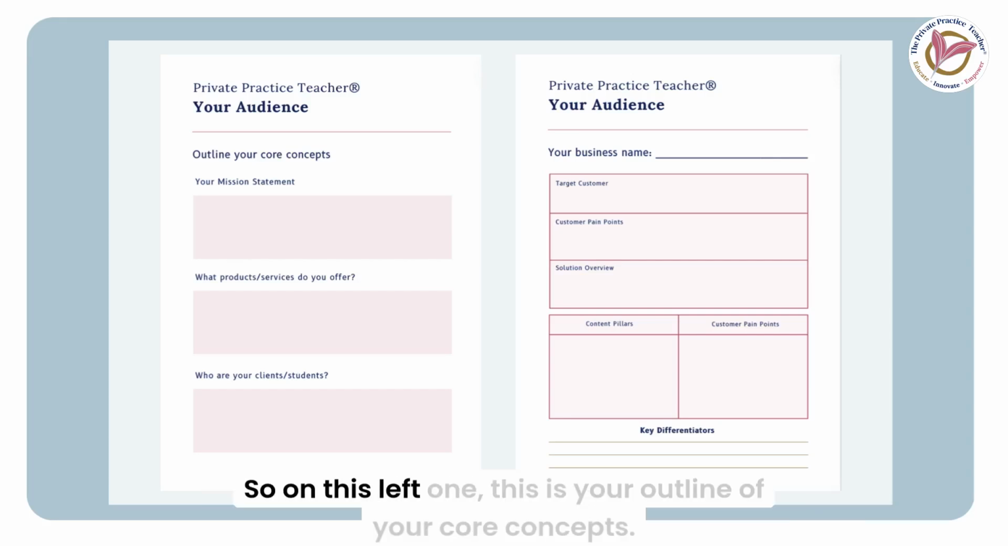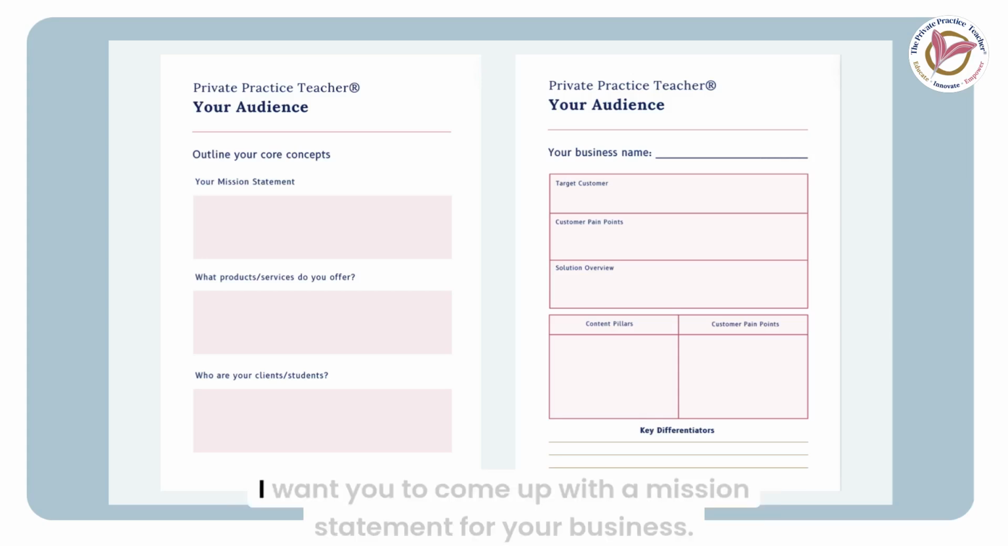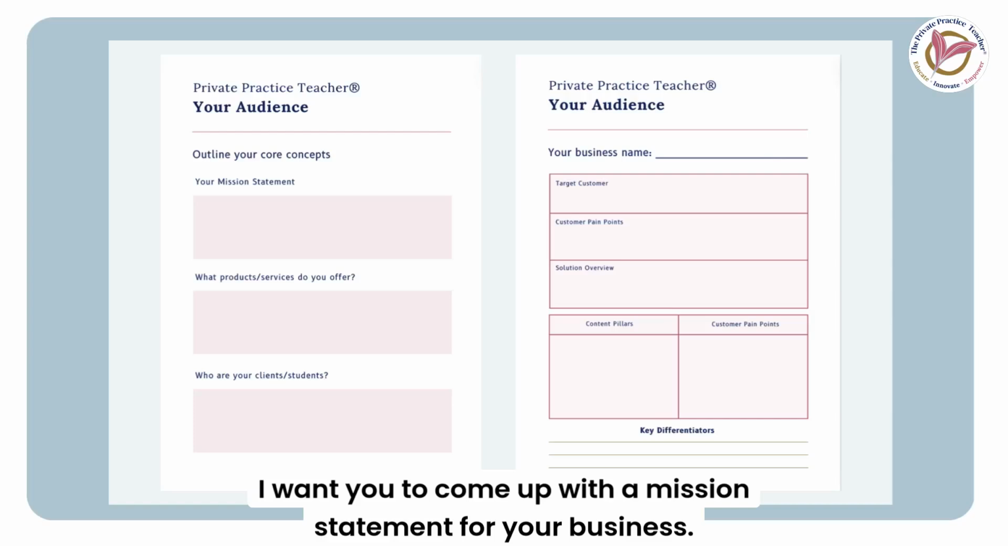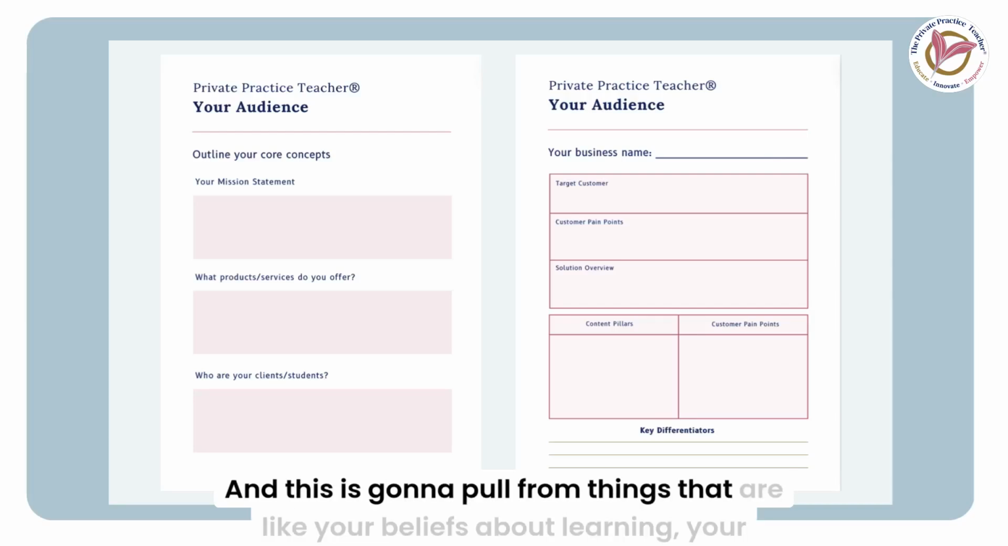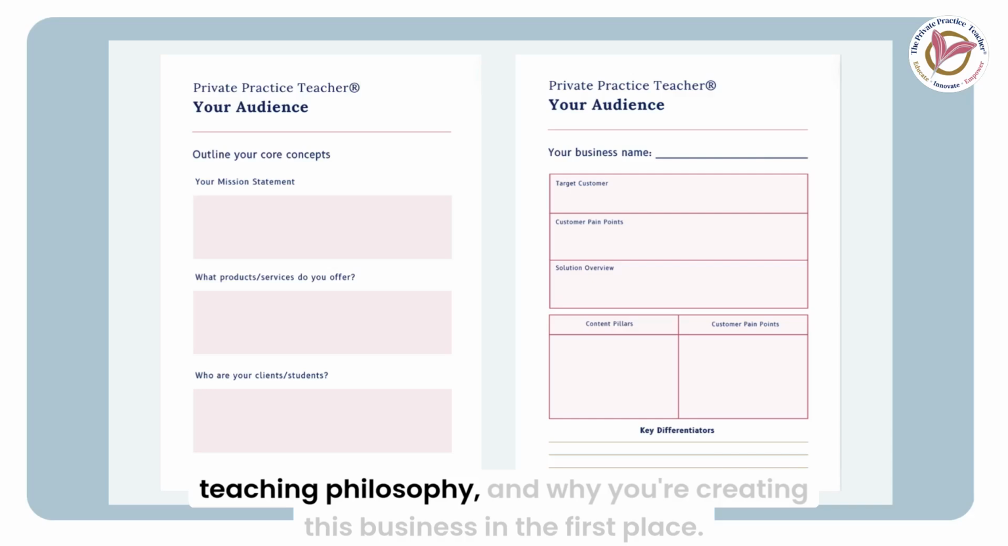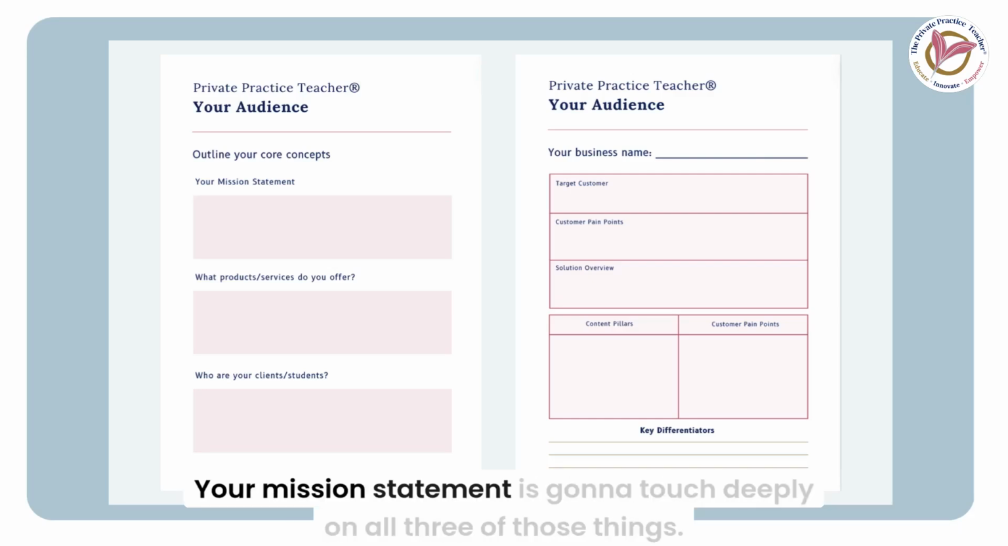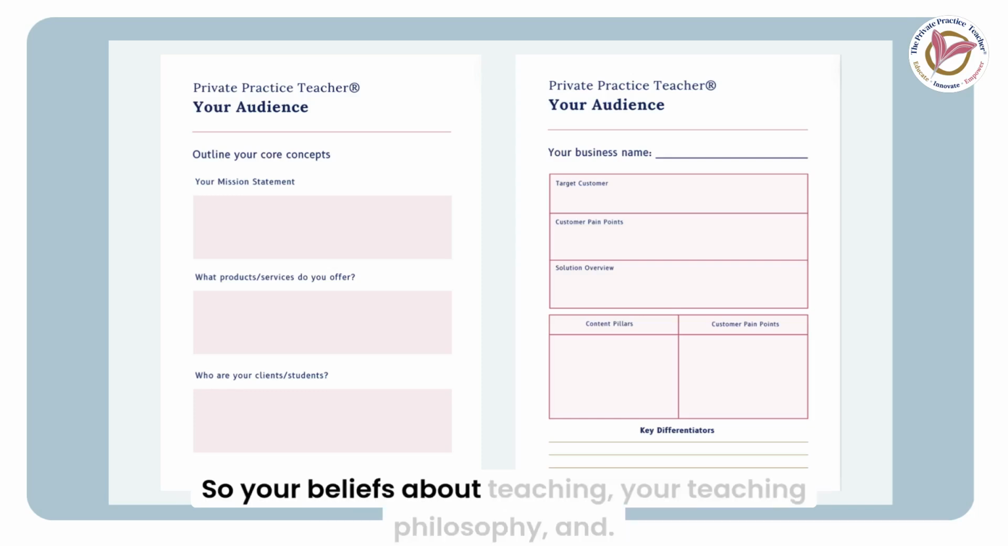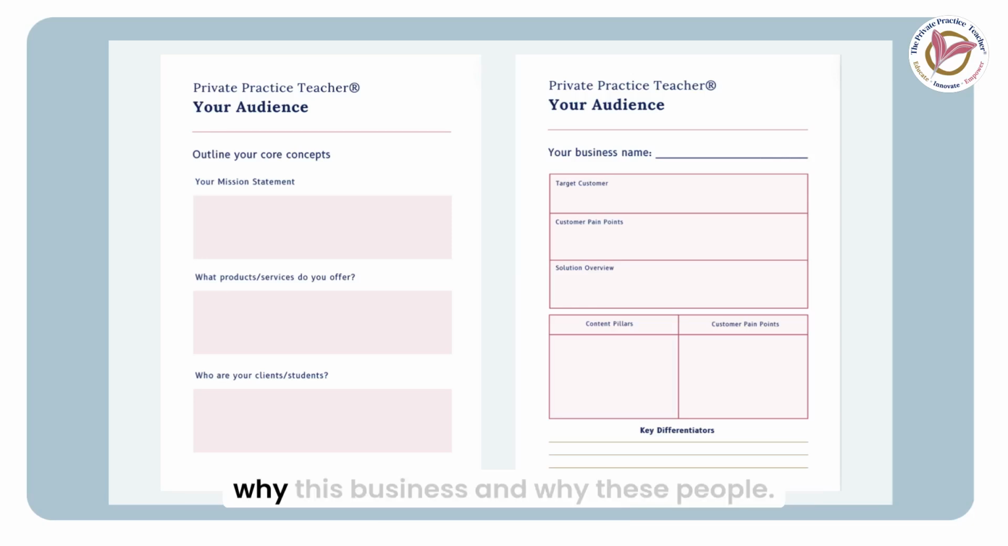So on this left one, this is your outline of your core concepts. I want you to come up with a mission statement for your business. And this is going to pull from things that are like your beliefs about learning, your teaching philosophy, and why you're creating this business in the first place. Your mission statement is going to touch deeply on all three of those things. So your beliefs about teaching, your teaching philosophy, and why this business and why these people.